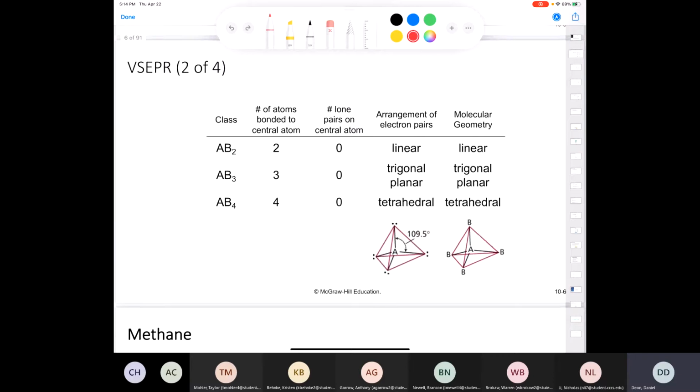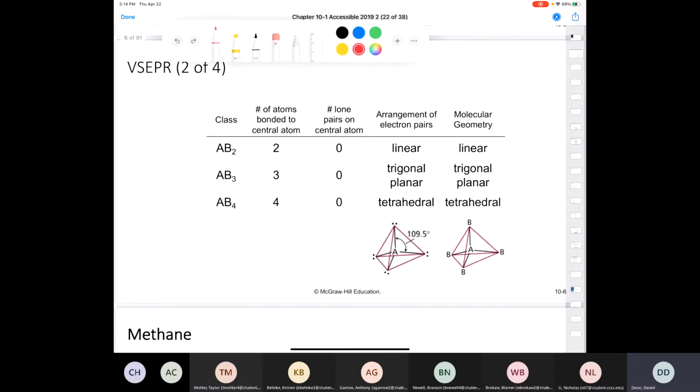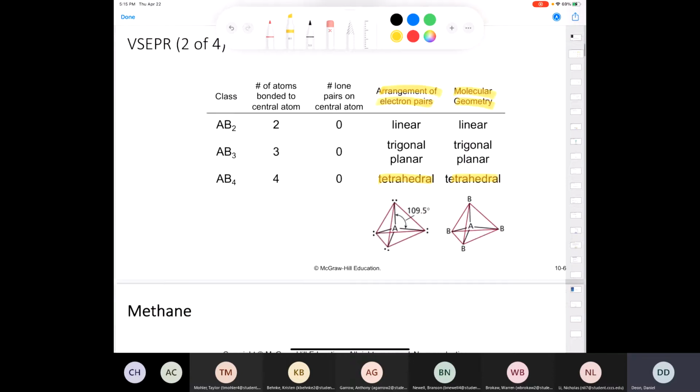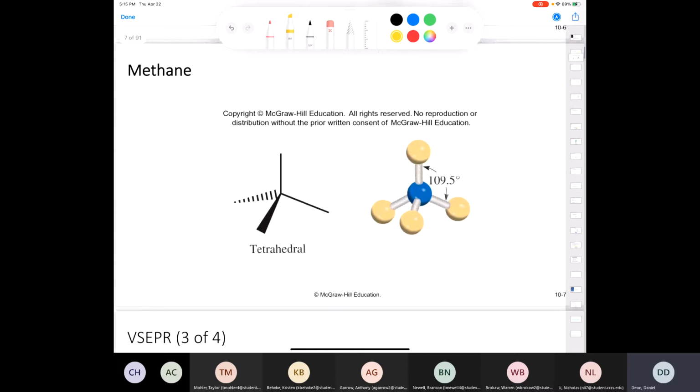Now again, since we have one central atom and 4 atoms bound to it, no lone pairs, right? 4 atoms bonded to the central atom. No lone pairs. We're going to get to lone pairs later on. That means my electron geometry and my molecular geometry will both be tetrahedral. All of the bond angles will be 109.5. So as I told you, methane is a good example of that.